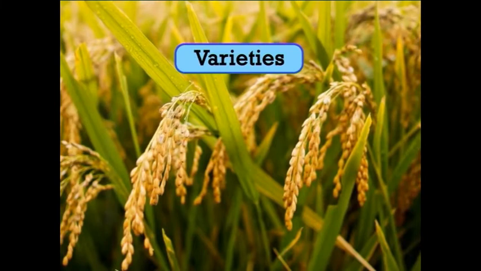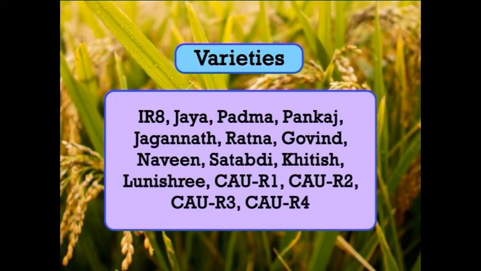Now let's see about popularly known varieties of rice. Few known varieties include IR8, Jaya, Padma, Pankaj, Jagannath, Ratna, Gobind, Navin, Satabdi, Chyttis, Lonisri, CAUR1, CAUR2, CAUR3, and CAUR4.